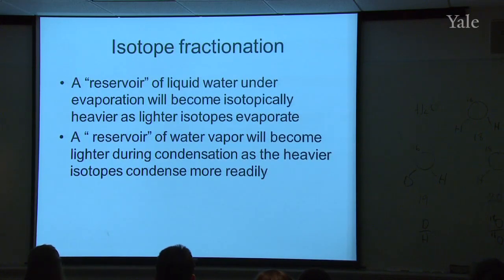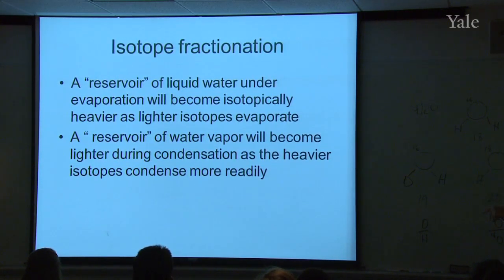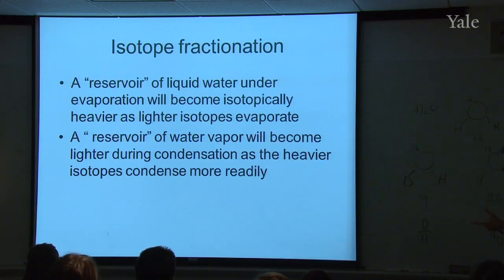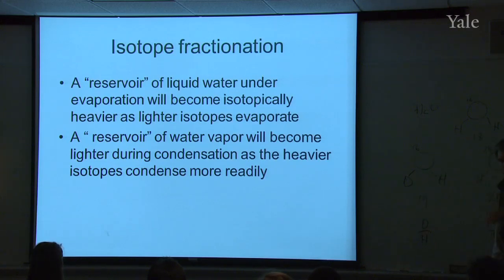So again, a reservoir of liquid water under evaporation will become isotopically heavier because the lighter isotopes will evaporate more readily. A reservoir of water vapor, imagine some water vapor in this room, and we're condensing out some of it, that's going to become isotopically lighter, because the heavier isotopes are condensing out and leaving preferentially.